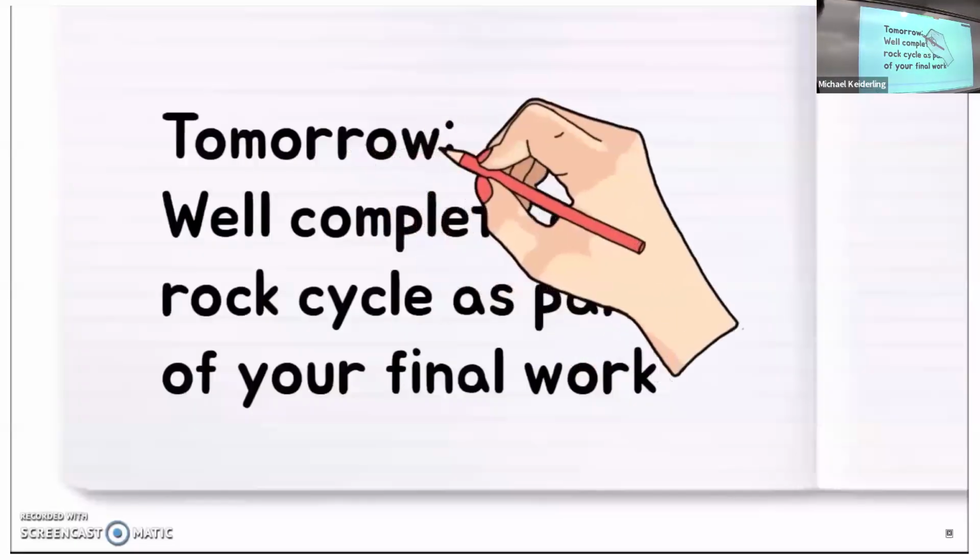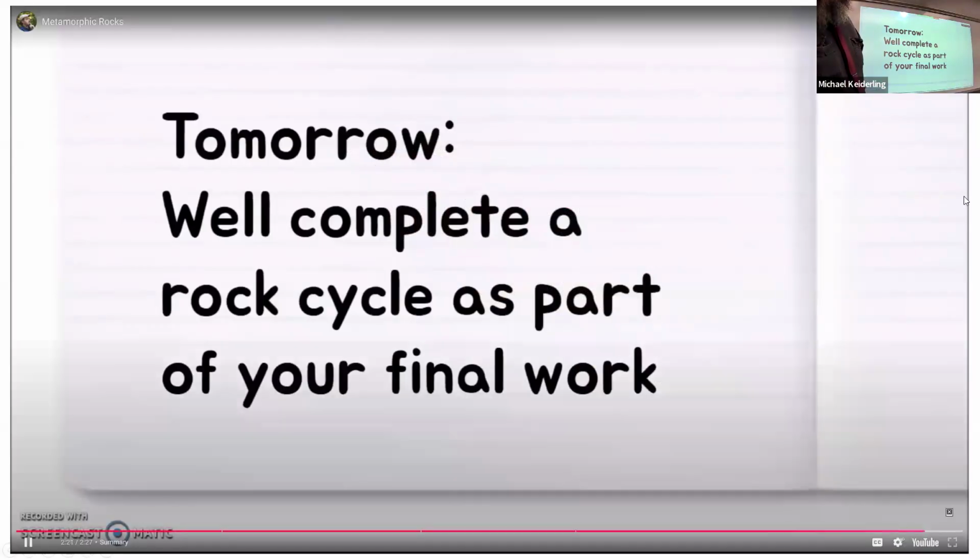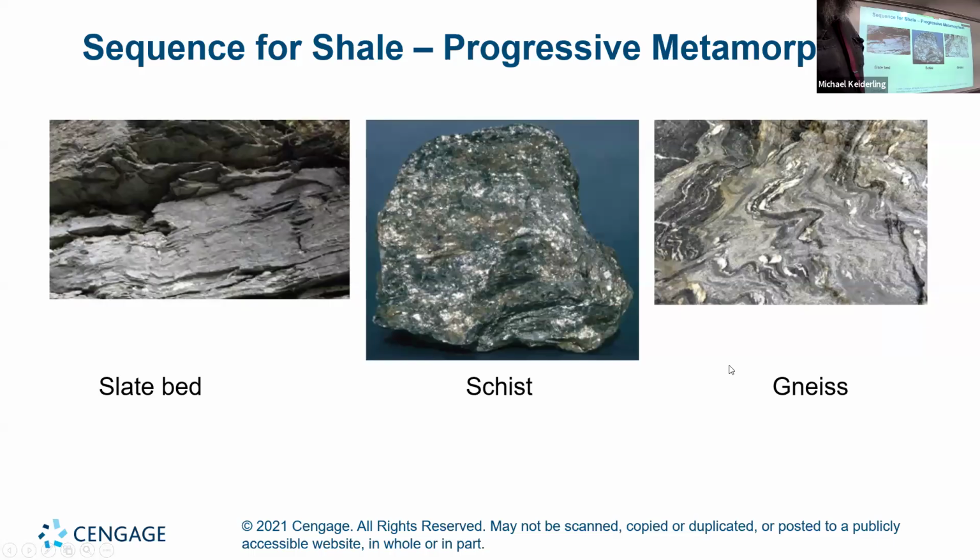That's all you need to know for today. Tomorrow we are going to complete a rock cycle as part of our final work. But for today, please make sure to answer. So, here's a slate bed, here's schist, here's gneiss. This is sort of the progressive process of metamorphism.